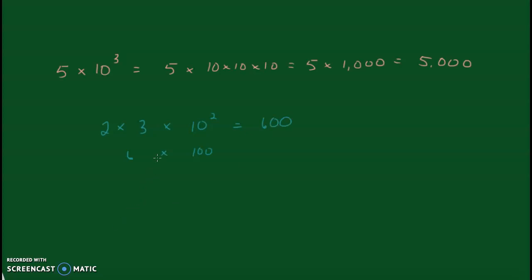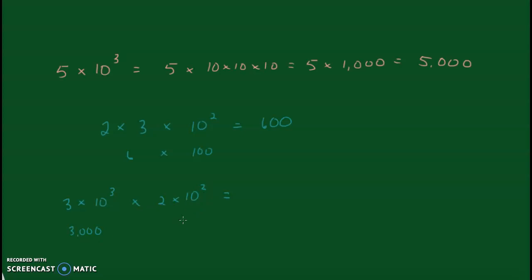Okay, let's do one final problem here. And this time let's do 3 times 10 to the third times 2 times 10 to the second. So 3 times 10 to the third, that's going to be 3 zeros. And 3 times 1 is 3, so that's 3,000.